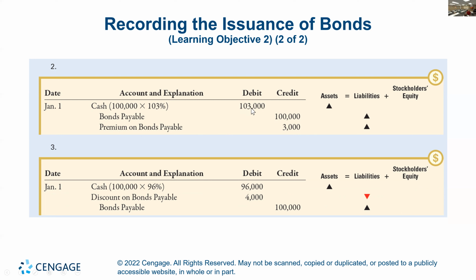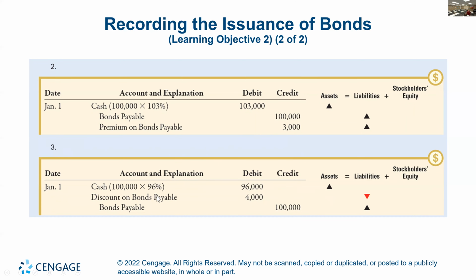We receive cash of $103,000. Bonds payable credit always, always, always at its face value. Since we receive more cash, we get a premium. So we would credit an account called premium on bonds payable in order to make our journal entry balance.